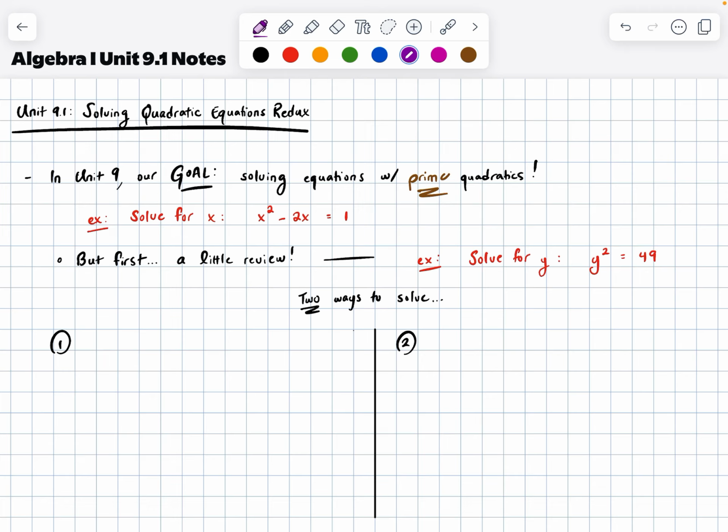And in Unit 9, that's our goal. We're taking those off the back burner, finally addressing the elephant in the room. We want to try our hand at solving some equations with prime quadratics.